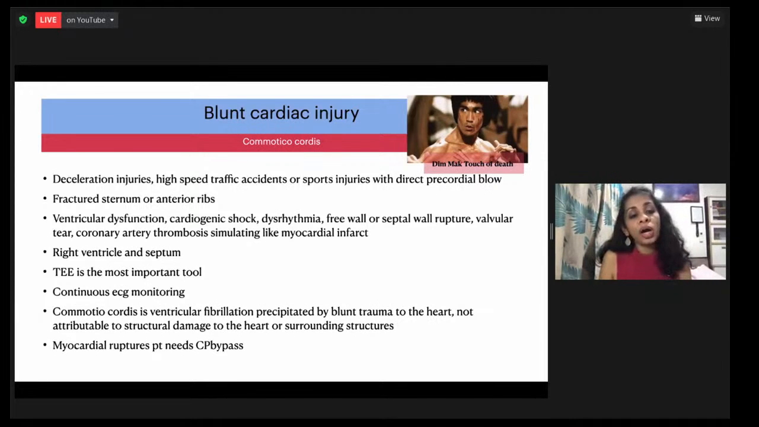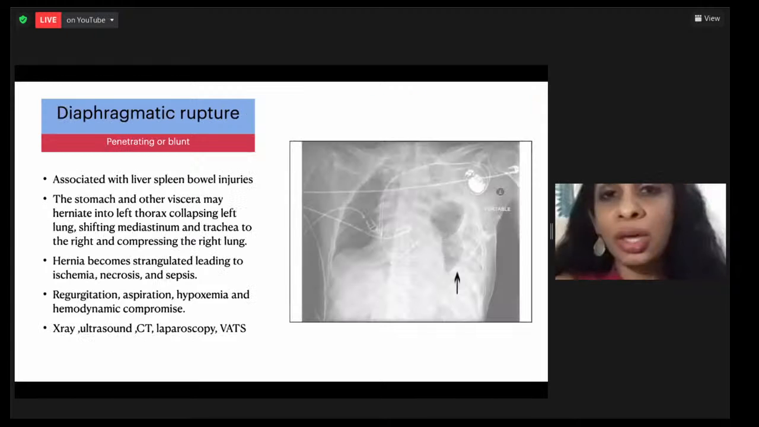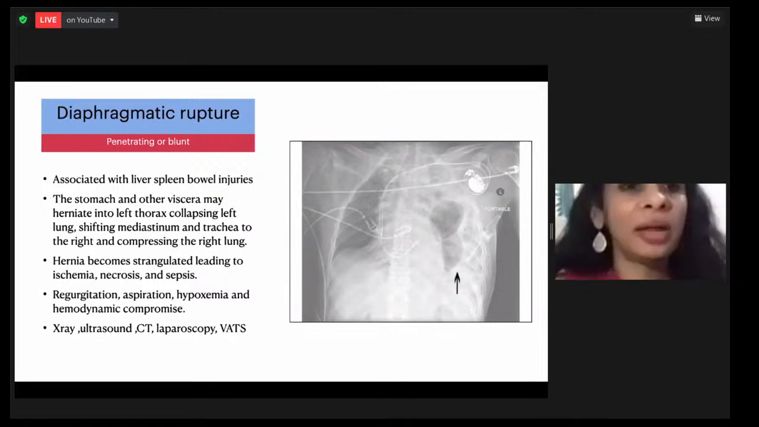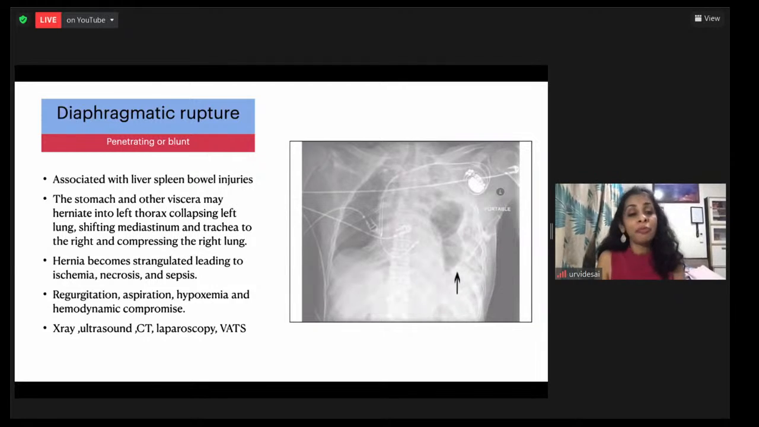If there is a myocardial rupture, then yes, the patient requires a CP bypass for it to be repaired. Now, diaphragmatic rupture can be caused by both penetrating and blunt trauma. It is very difficult to assess on primary or secondary survey. Most of the time it is missed, and many times it is picked up when we are exploring the patient for some abdominal surgery, like a liver or spleen lesion, and then we realize, oh my God, this patient has a diaphragmatic tear also.